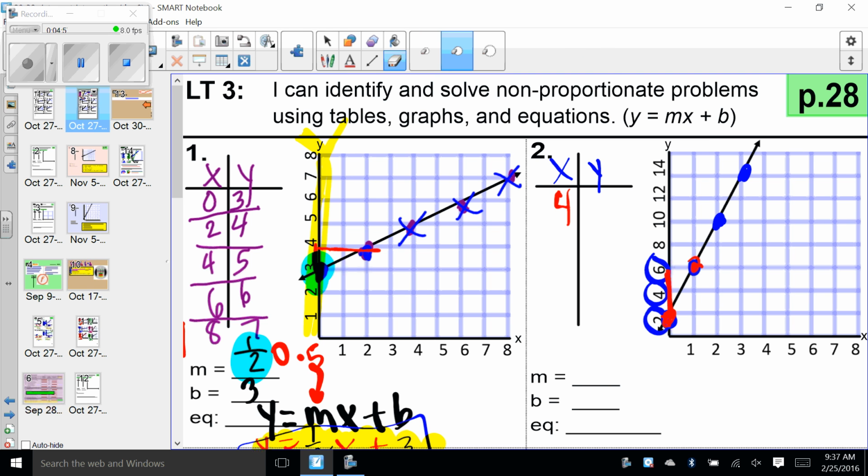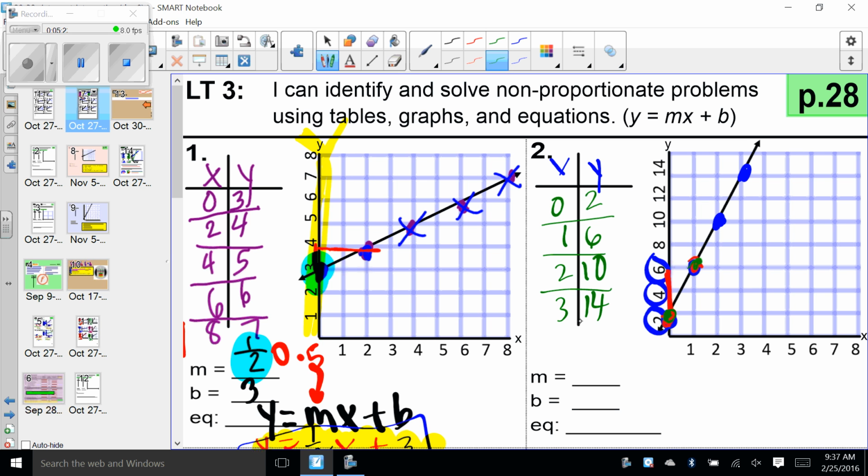That's not where I meant to put that. I meant to put the data points in the table. My fault. Let me start over. 0, 2 is the first data point here. This is 1, 6. Go ahead and catch up. If that's too fast, go ahead and pause that video. We have 2, 10. We have 3, 14. So those are my XY pairs.